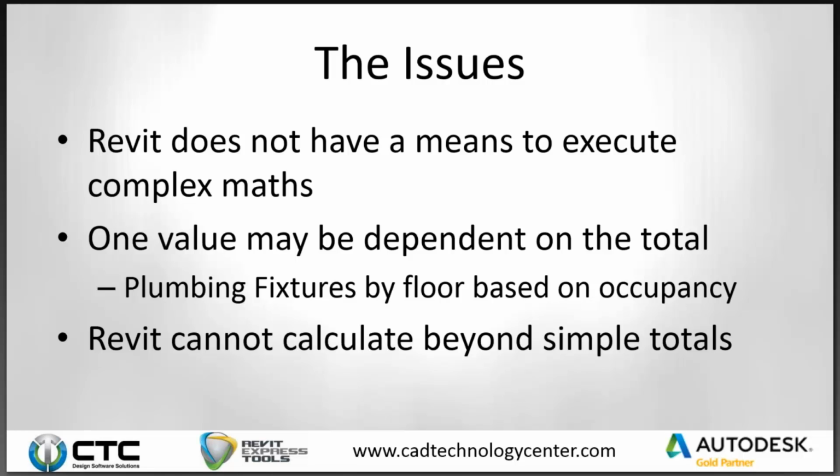I could get a total of plumbing fixtures on a floor, but I can't figure out what I should have based on occupancy, based on the rooms that are also doing math calculations in and of themselves to figure out how many plumbing fixtures I should have in total by level. There are a lot of things you just can't get beyond the simple totals in Revit. Total something up, fantastic. Do a calculated value in a schedule, fantastic. But you can't go beyond that and use that calculated value for the next step.